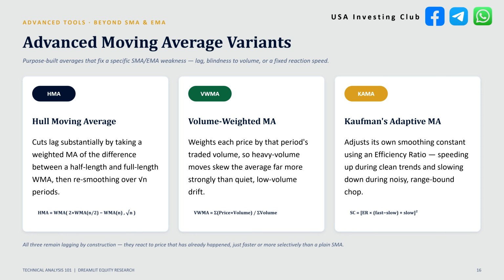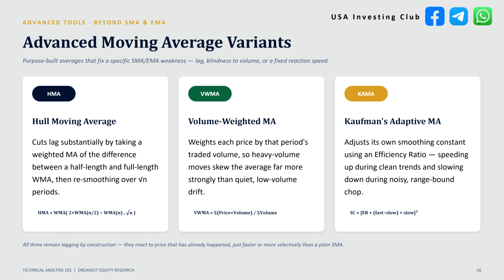Let's meet 3 purpose-built moving average variants, each one designed to fix a specific weakness we already identified in the SMA and the EMA. First, the Hull moving average, or HMA. It cuts lag substantially by taking a weighted moving average of the difference between a half-length and a full-length weighted moving average, and then re-smoothing the result over a window equal to the square root of n. In words, the formula is HMA equals the weighted moving average over the square root of n periods of 2 times the half-length weighted moving average minus the full-length weighted moving average.